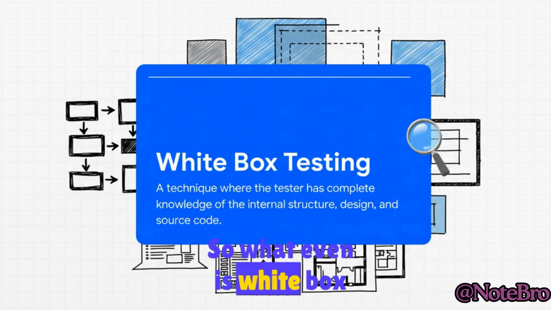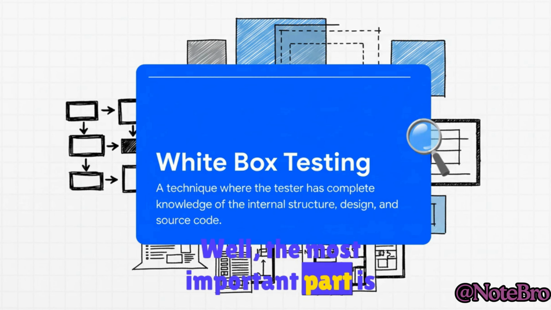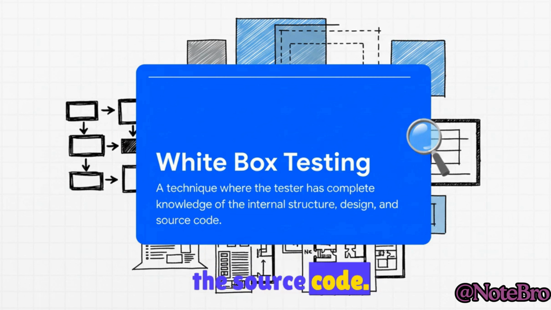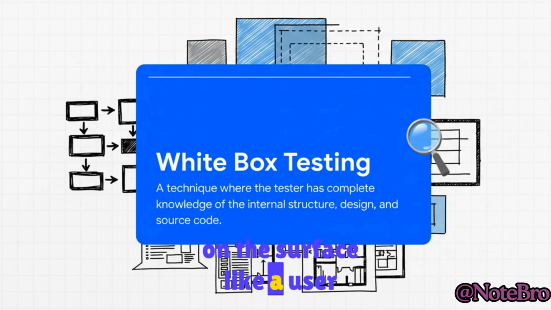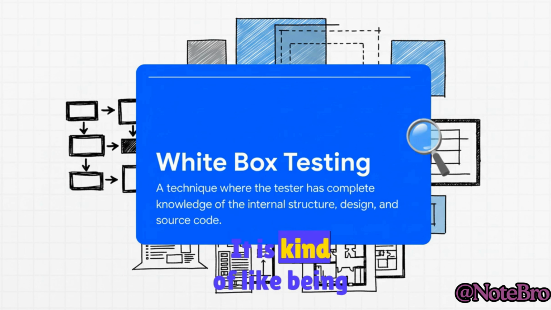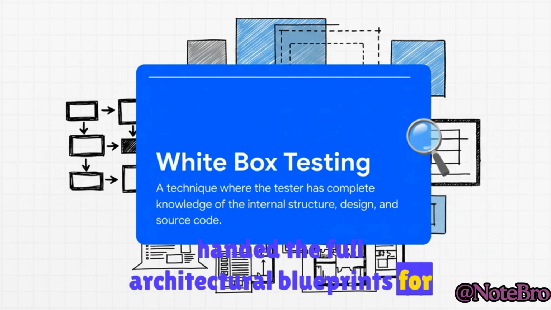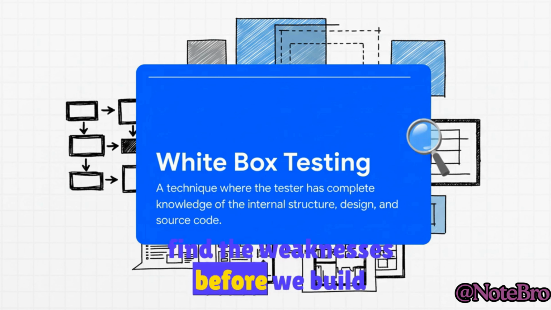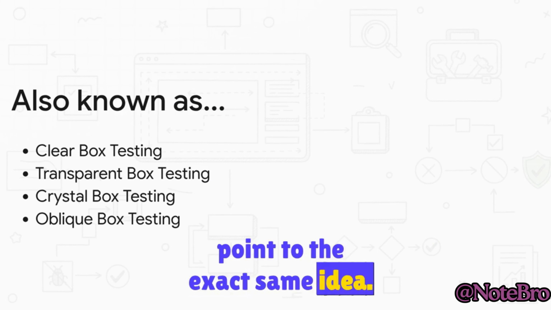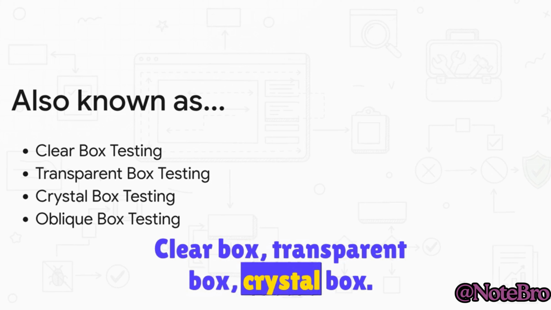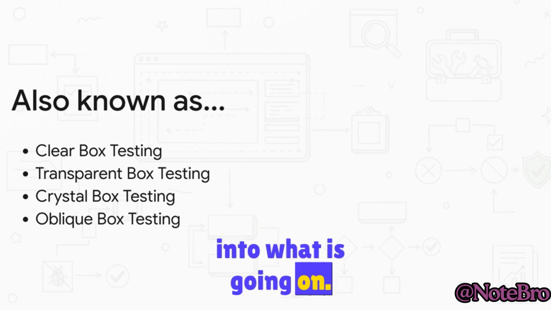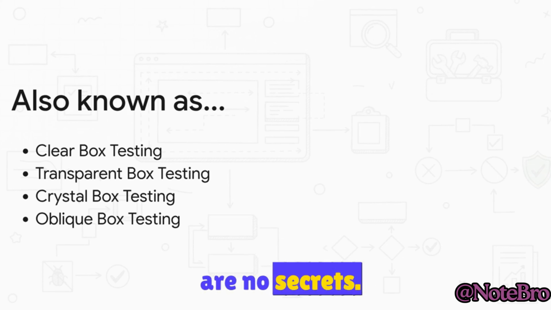So, what even is white box testing? Well, the most important part is right there on the screen. The tester has complete knowledge of the source code. They're not just clicking around on the surface like a user would. No, they are literally reading the lines of code that make the whole thing run. It's kind of like being handed the full architectural blueprints for a skyscraper and being told, find the weaknesses before we build it. And you'll hear other names for this too, but they all point to the exact same idea. Clear box, transparent box, crystal box. You see the theme, right? It's all about total visibility into what's going on. For a white box tester, there are no secrets.